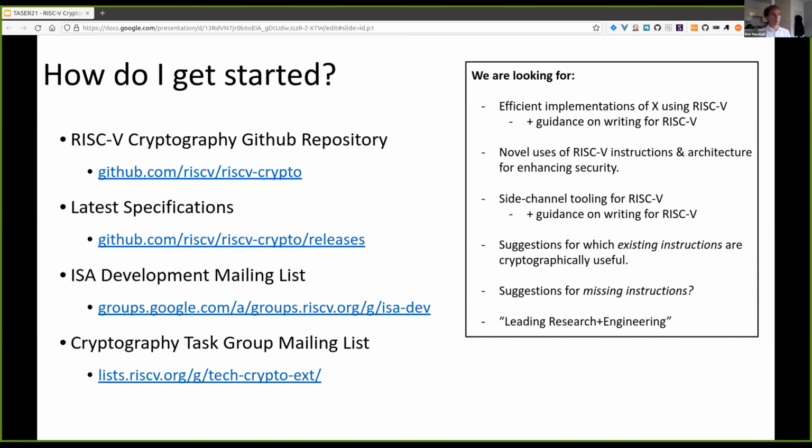And yeah, like I say, what we're actually looking for is efficient implementations and guidance on how to do that, novel uses of RISC-V, the existing instructions and new instructions. There's a high bar for introducing new instructions, but we've shown that you can be novel and introduce them. It's one of those things that's making RISC-V a bit different from things like ARM.